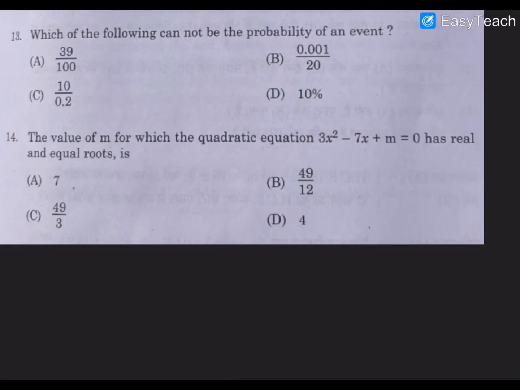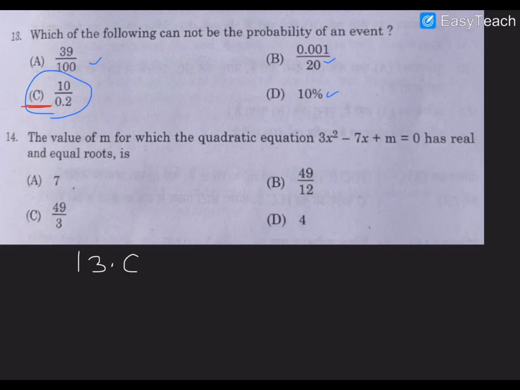Next, which of the following cannot be the probability of an event? So this is correct, this is also correct, this is also correct, this cannot be correct. So for the 13th, C is the correct choice. This cannot be the probability of an event because it is coming out more than 1.